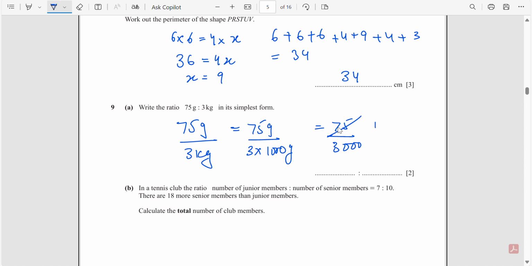5 ones are 5, 2 carries here. 5 fives are 25. 5 sixes are 30. Simplified by 5 again. 5 threes are 15. 5 ones are 5. 5 twos are 10. So that's simplified by 3. 3 ones are 3. 3 fours are 12 and 0. So we get 1:40.